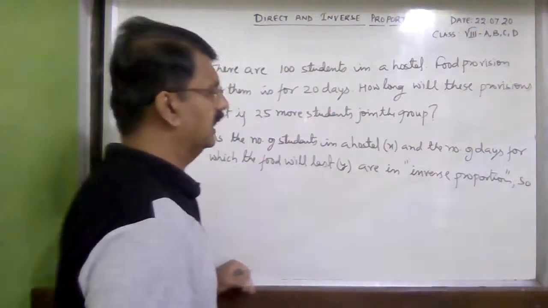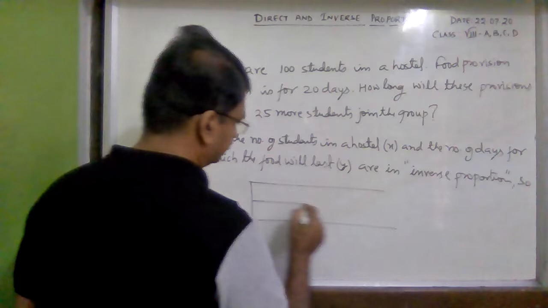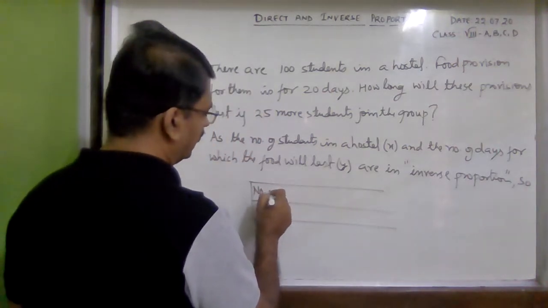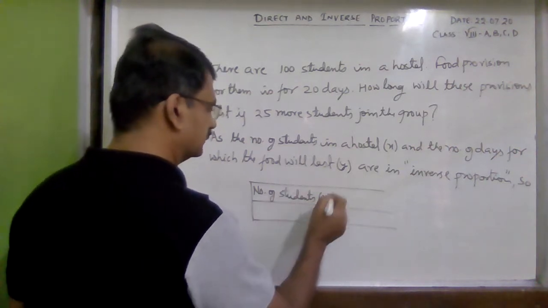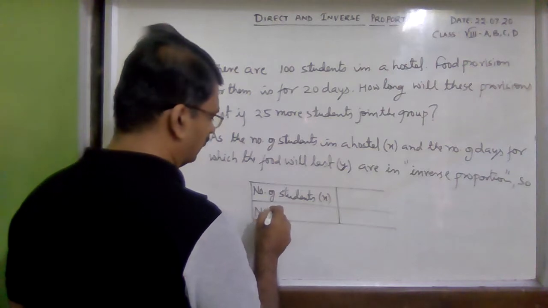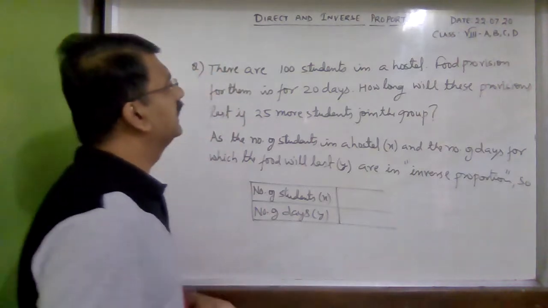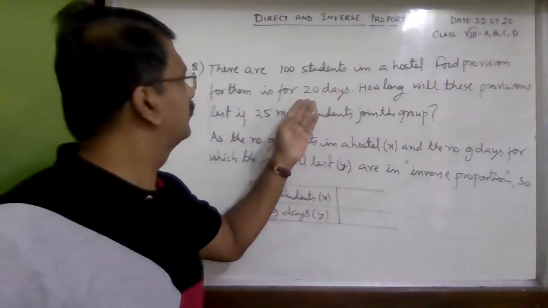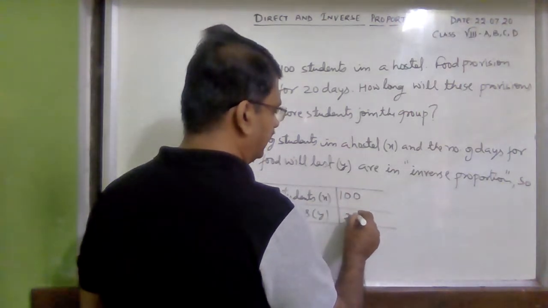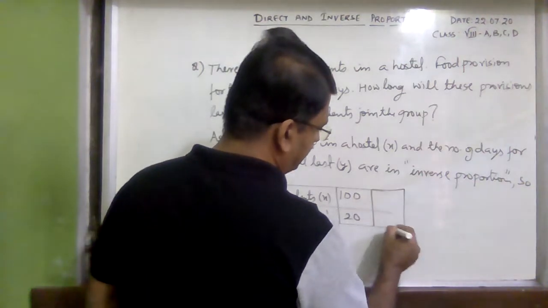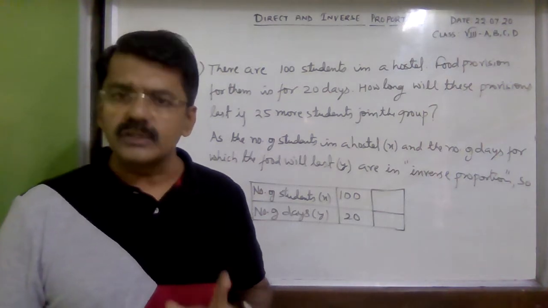So now we'll make the table. Number of students, number of days. Now initially 100 students were there and the food was sufficient for 20 days. It is given. So when it is 100, then it is 20. Now what happened? They are saying 25 more students join the group. Now there will be a total number of students, 125.